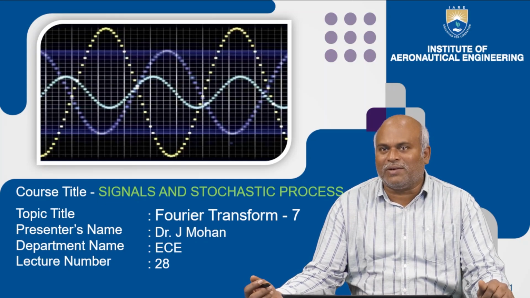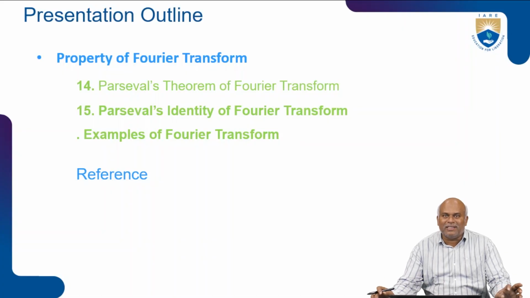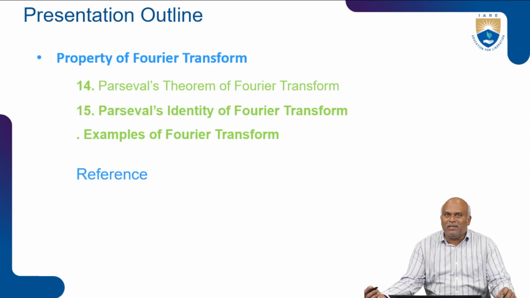Today we are going to discuss the Fourier transform, section 4, in the topic of signals and stochastic processing. Last session we studied the 13 properties, like linearity, time reversal, time shifting, time differentiation, and frequency differentiation. Like this, we studied around 13 properties of the Fourier transform.